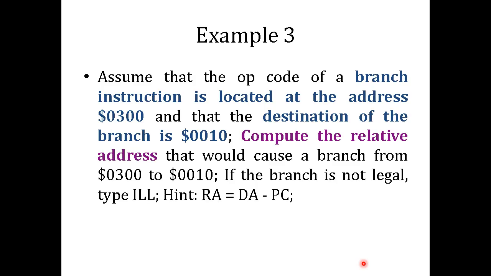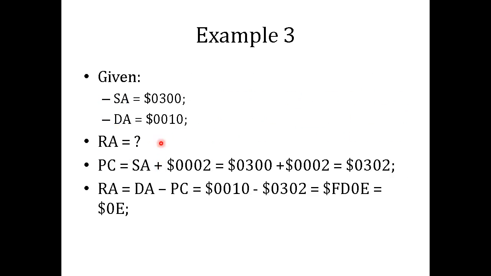Let's try another example. Now again, a pretty similar example. I have a branch instruction which is located at 0300. So that means 0300 is my source address, right? Where the branch is located. And the destination address is also given as 0010. And we have to calculate the relative address. Let's try to calculate it. So we are given the source address, which is 0300, and destination address 0010. These are given, right? We have to calculate the relative address.